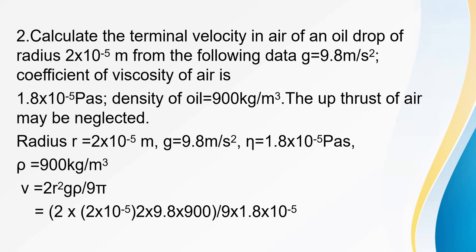Otherwise, what you have to do is consider 2 by 9 r square into rho minus sigma into g by 9 eta. Here it is not 9 pi, it is 9 eta. Okay, you have to substitute the value. So you will get 4.36 centimeter per second, or you can write it as 4.36 into 10 raised to minus 2 meter per second. Okay, so this is the way of solving problems related to Stokes law and terminal velocity.